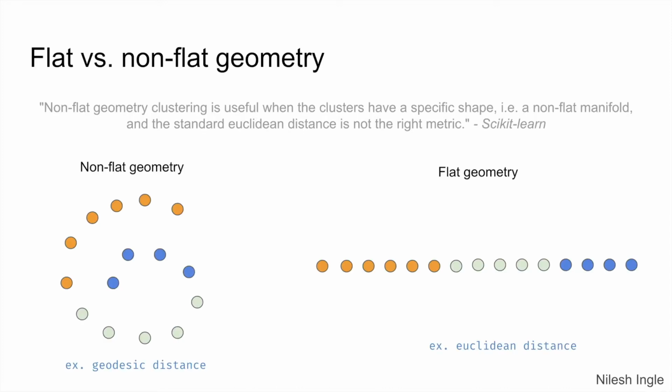So there are a couple of terminologies. The first one is flat versus non-flat geometry. As we can see in the picture on the left, we have this spiral arrangement of data points that could be considered a non-flat geometry, where if we want to measure the distance between this point and this point, we would be using something like a geodesic distance. Flat geometry would be something as shown on the right-hand side, where we can use the Euclidean distance.